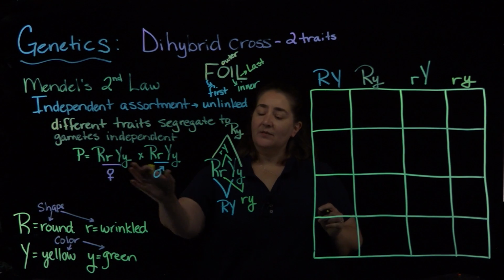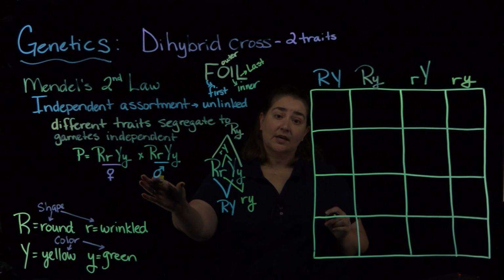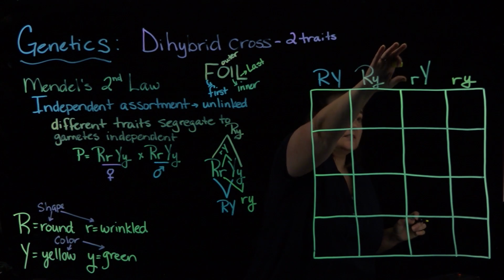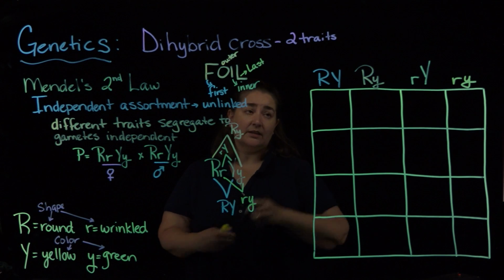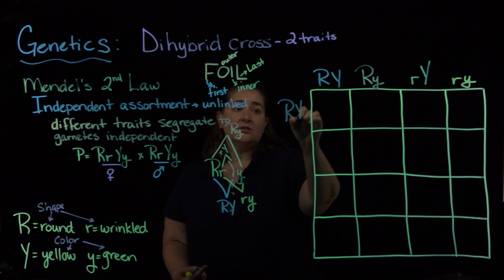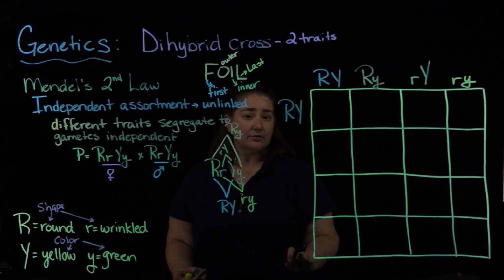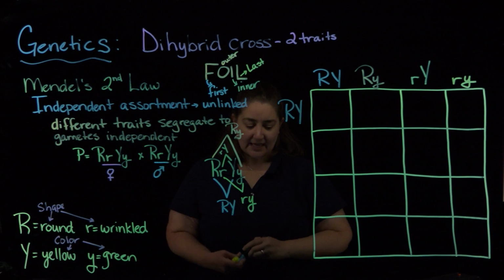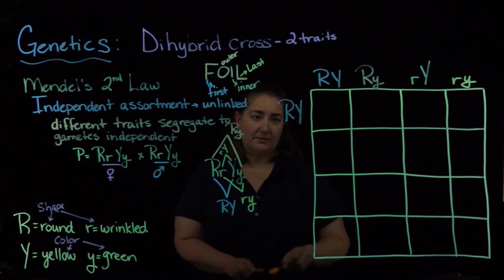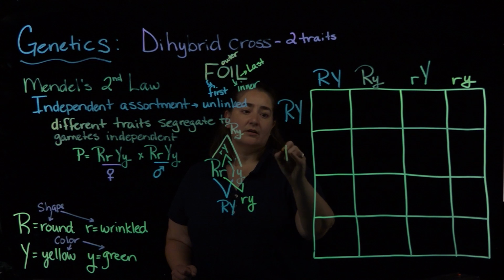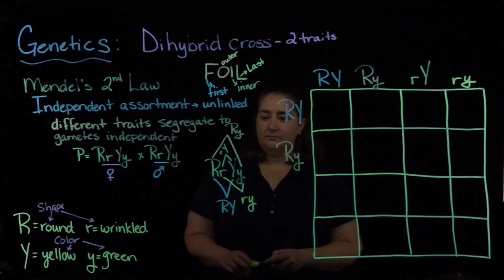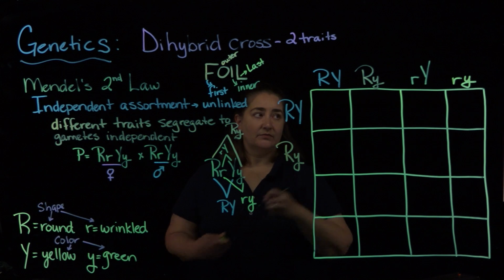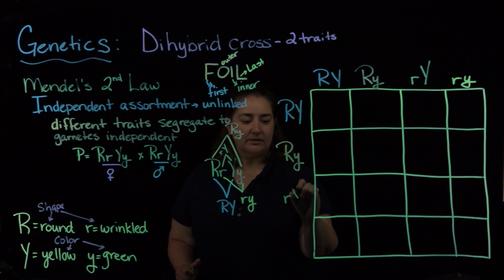Now, because mom and dad have the same genotype, dad's gametes and mom's gametes are going to line up the same, okay? So we would fill in our vertical set of boxes with the same letter combinations we have up top. So we've got capital R, capital Y, capital R, lowercase y, green, we need green, lowercase r, capital Y.